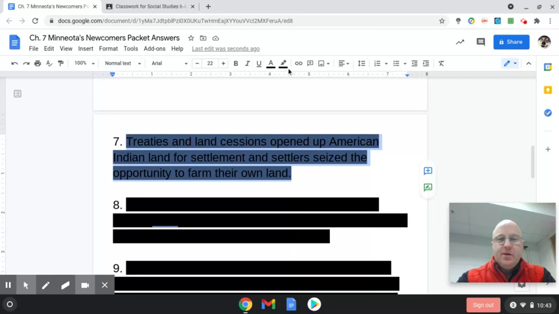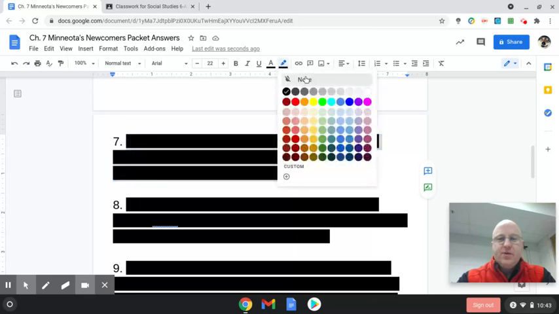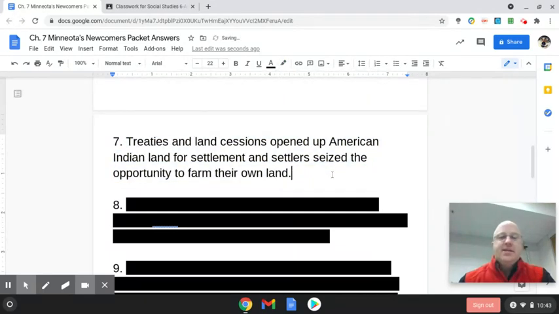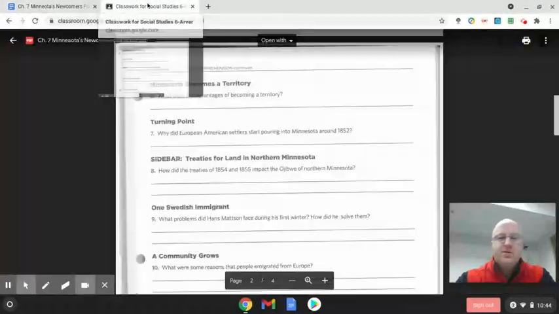That happened, just like we learned in the last chapter with the Dakota, treaties and land cessions opened up American Indian land for settlement, and settlers seized the opportunity to farm their own land. So more treaties are being signed, especially in the northern part of Minnesota with the Ojibwe. So as more land is ceded, which means given up by the Native Americans, more settlers are pouring into Minnesota to settle that land. So that is number 7 there. So again, if you need more time, pause the video to write down these answers.